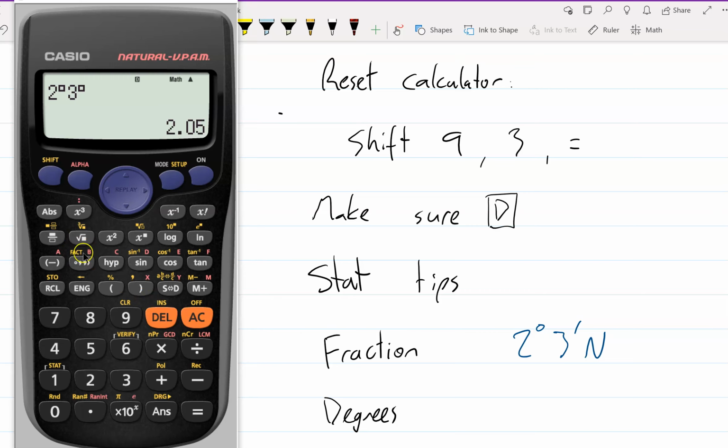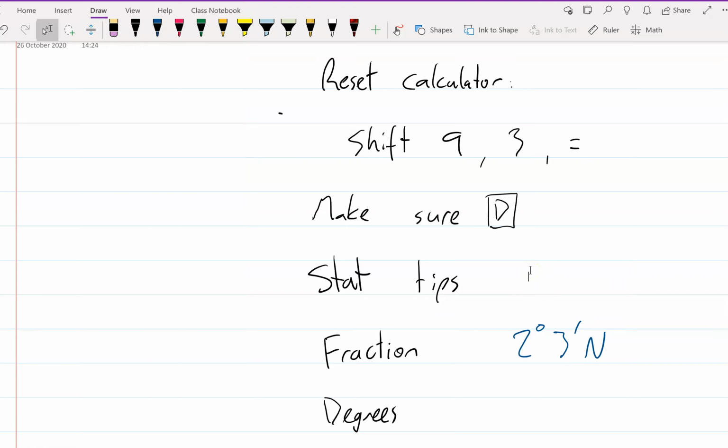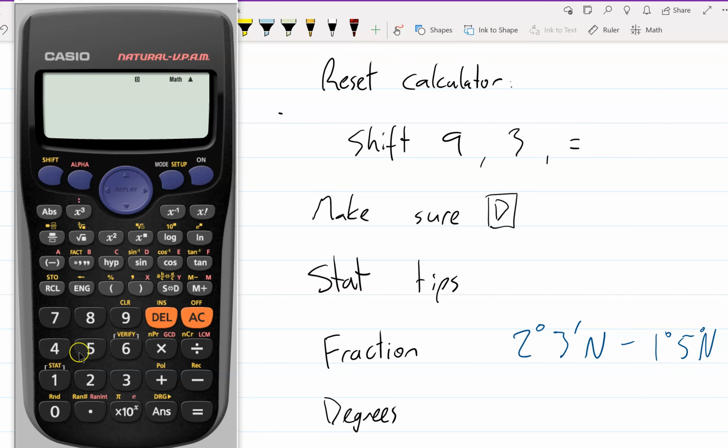Another useful use for our degrees minutes button is if I needed to find the difference between two places. So 2 degrees, 3 minutes north, take away 1 degree, 5 minutes north. So I'm finding the angle between both of those places. I'm just going to put it in. Press 2 degrees, 3 minutes, take away 1 degree, 5 minutes. Press equals, and there we go. The distance between them is 58 minutes. And if I wanted that as a decimal, there it is.